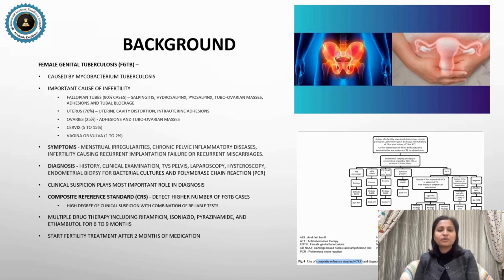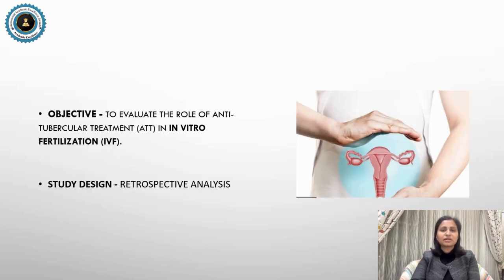There is a very important tool called the CRS, that is Composite Reference Standard, in which, if the various investigations like AFB cultures, endometrial or peritoneal biopsies, or laparoscopy or hysteroscopy are not showing definite findings of female genital tuberculosis, then on a high level of clinical suspicion, such as previous history of pulmonary or extrapulmonary tuberculosis, obstetric history, infertility history, repeated IVF failures, or thin endometrium lining, the suspicion of female genital tuberculosis can be made and treatment can be started accordingly.